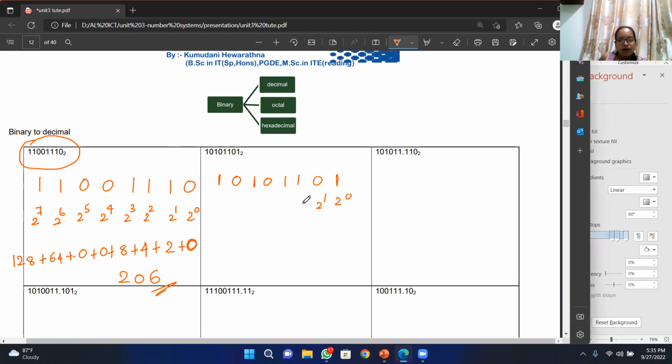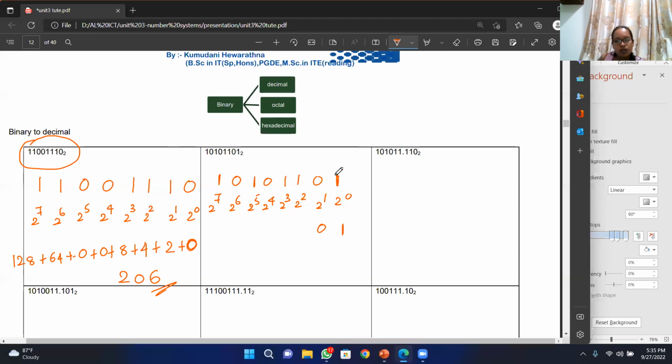0, 1, 2, 3, 4, 5, 6, and 7. 2 to the power 0 is 1. 1 into this one, that is 1. Take it like this, right? Practice at first like this. Here 0. Because I don't have enough space in this. That is why I just take it simply.